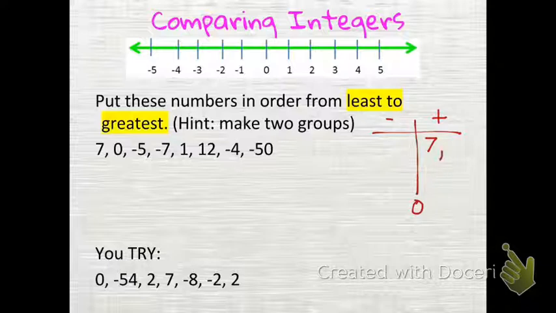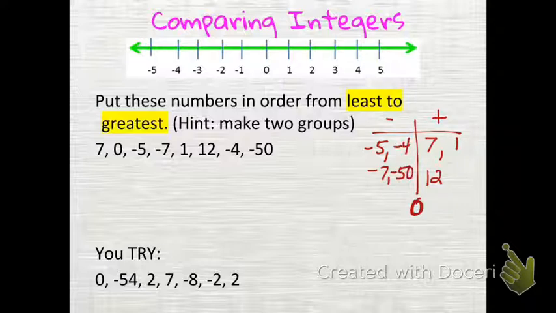What's next? 1. Well, 0 was already on there for here. Yep. And then 12. Okay, is that all of my positives? Yeah, so how about negatives? I have -5, -7, -4, and -50. Good.